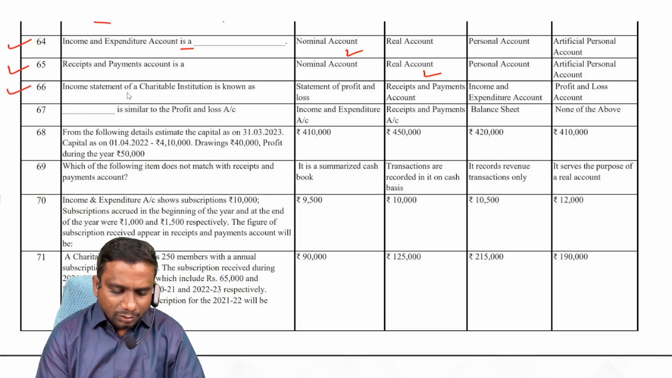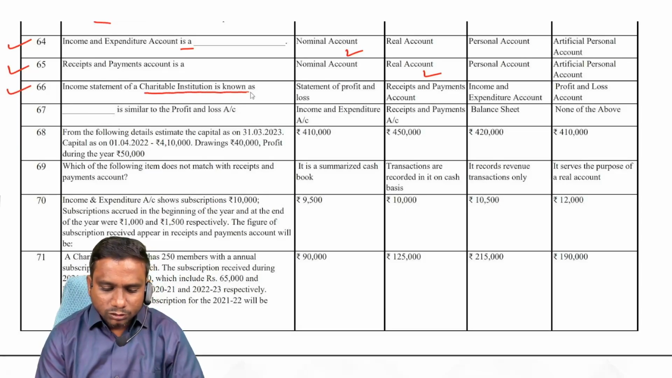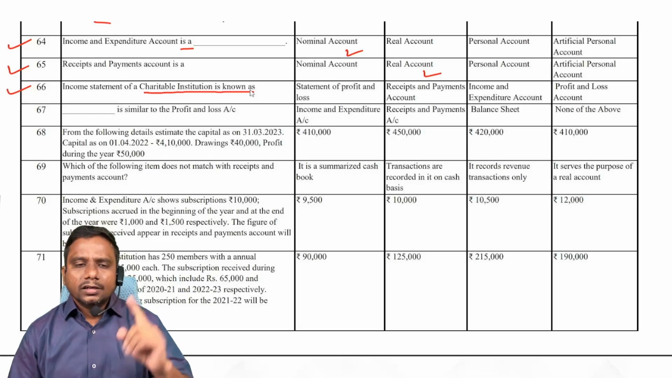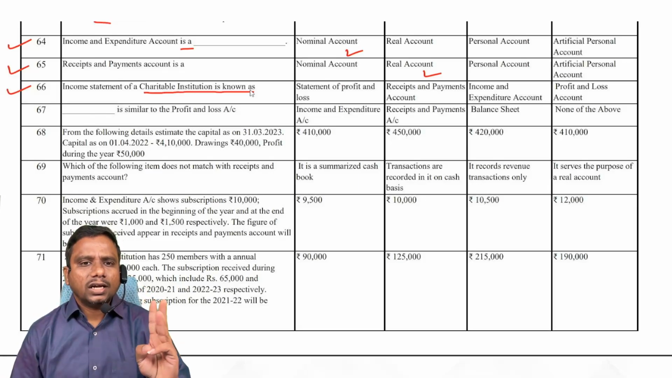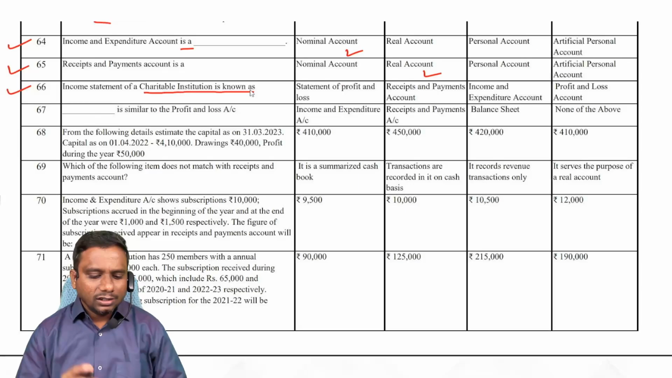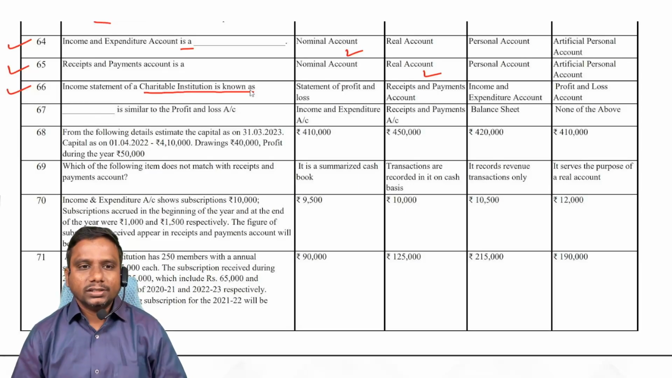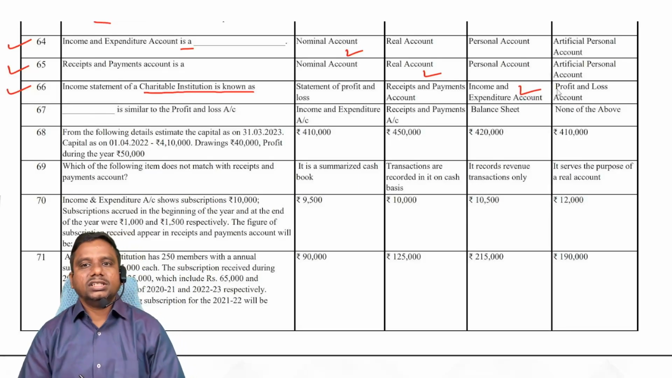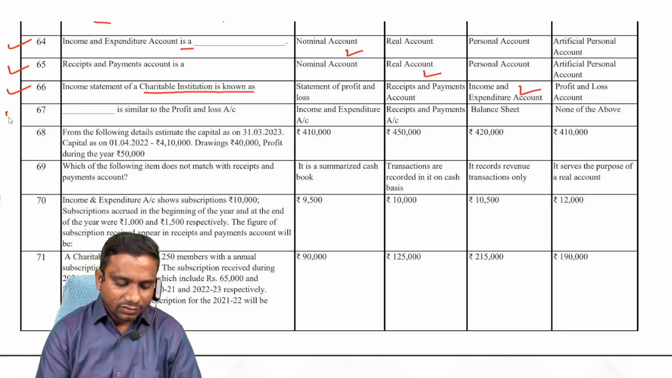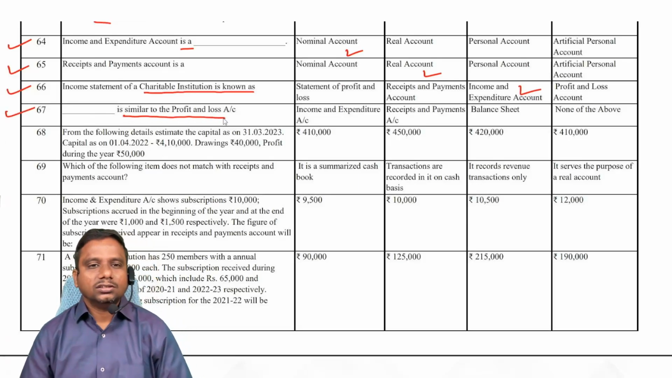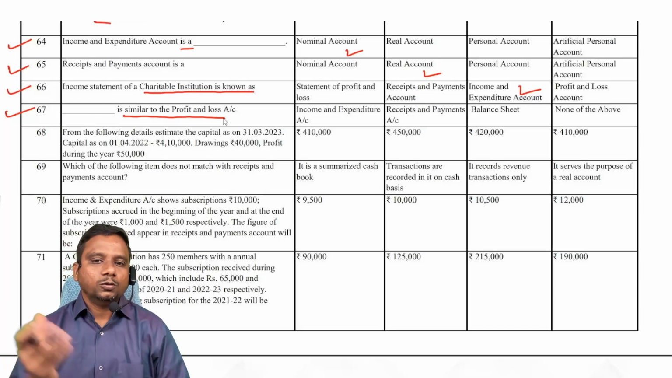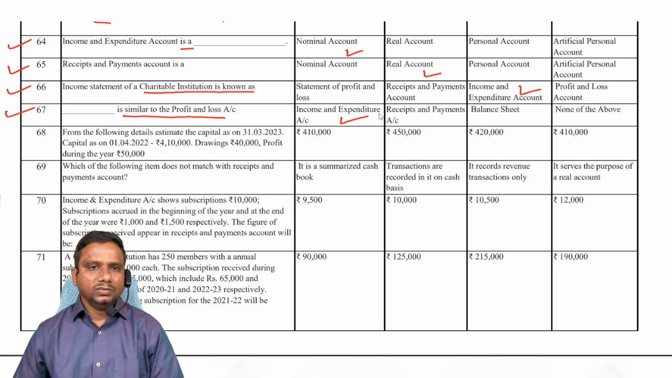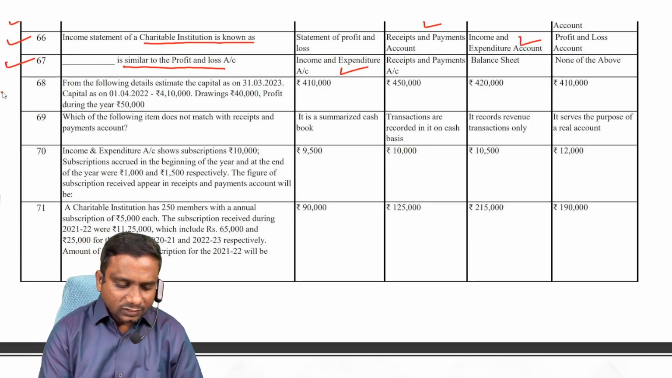Next, the income statement of a charitable institution is known as what? Generally, what are the financial statements of an NPO? Receipts and payments account, income and expenditure account, and balance sheet. Now here they are asking the income statement of a charitable institution, which is known as the income and expenditure account. Option C is correct. Next one, 67. Income and expenditure account is similar to the profit and loss account. Option A is correct.